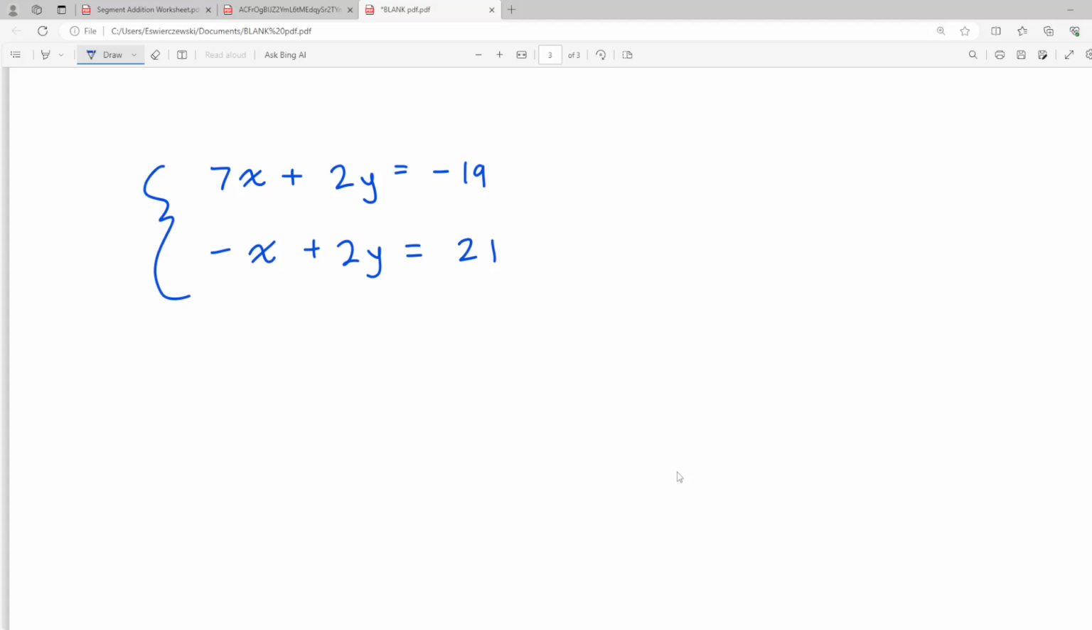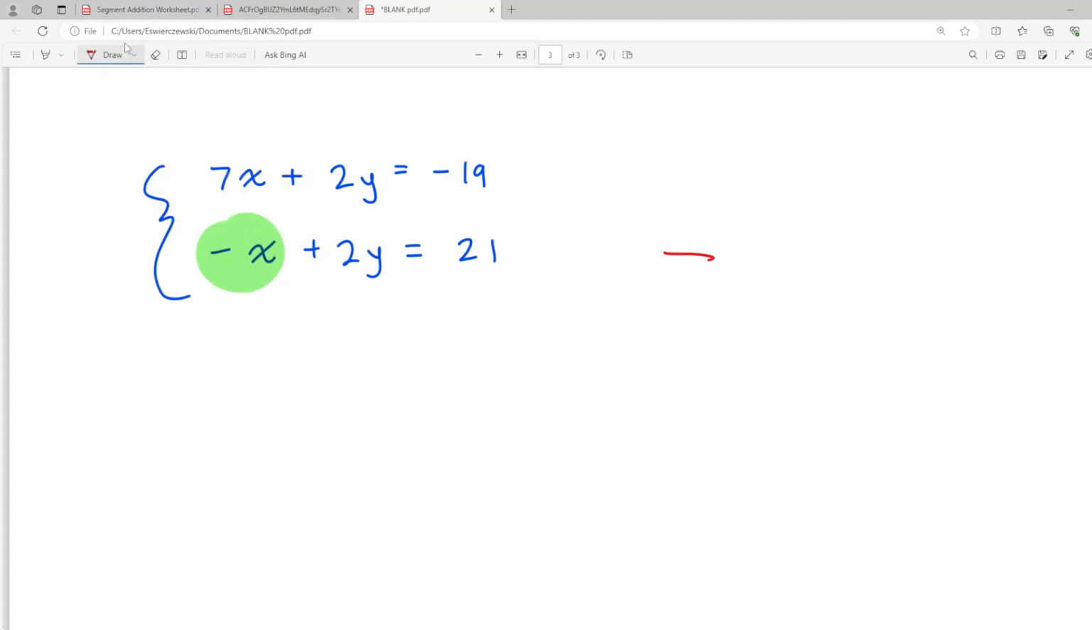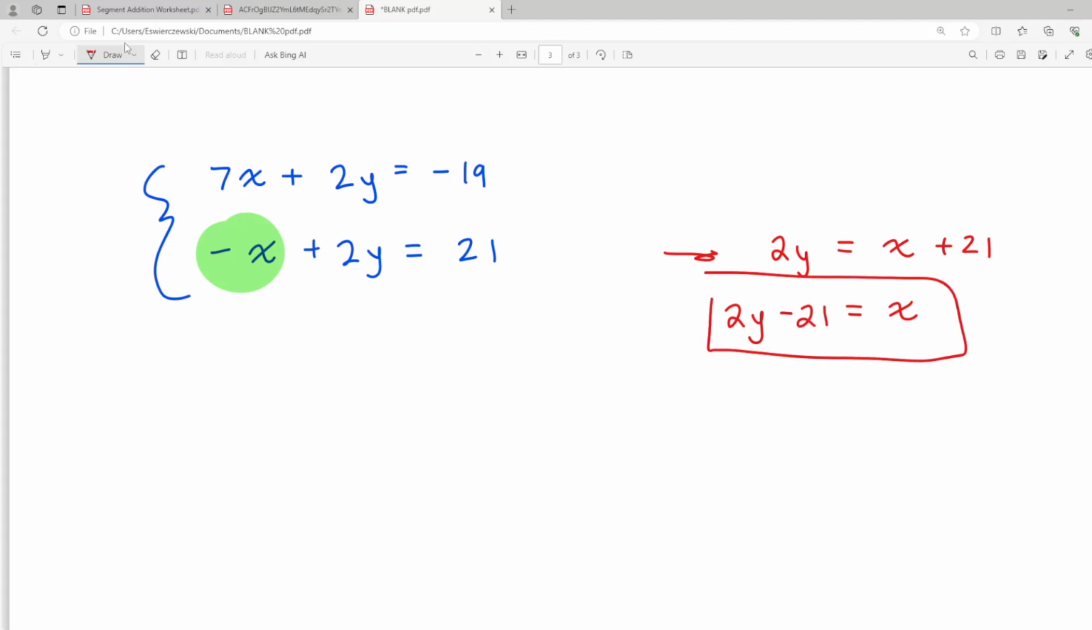Okay. So I'm going to assume you paused the video and gave this problem a shot. You'll notice there's no coefficient of positive 1, but the next best thing is when we have a coefficient of negative 1. So we're going to take this second equation and solve for x. What I would do if it were me is I would move x to the other side. So when you do that, it just becomes positive. So you get that. And then I move 21 to the other side. When you do that, it becomes negative. So x equals 2y minus 21. And we now have solved it for x.